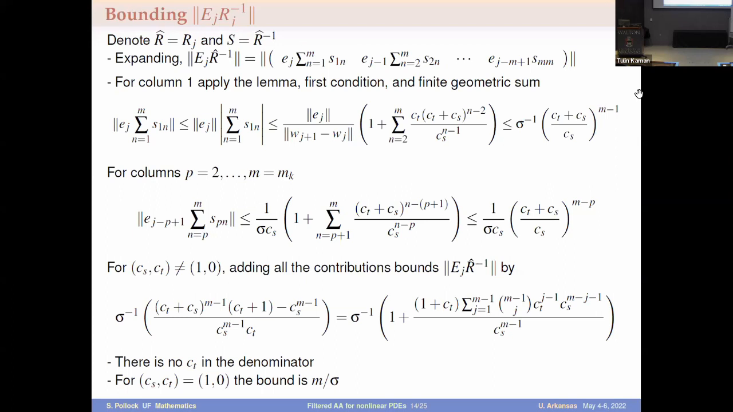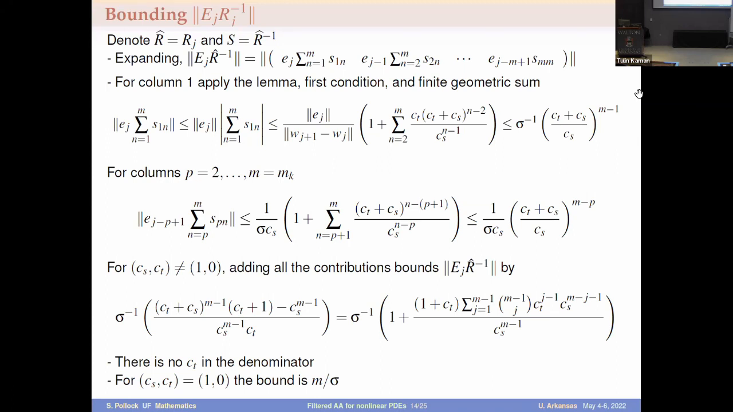So then, the way we can put all this together. All right, so we're writing R hat is just RJ, and S represents R hat inverse. So first we can expand our EJ times R inverse just in terms of its columns. And then it really suffices to just bound the norm of each column, and that's just bounding the 2 norm by the Frobenius norm here. So for the first column, we just apply the lemma.